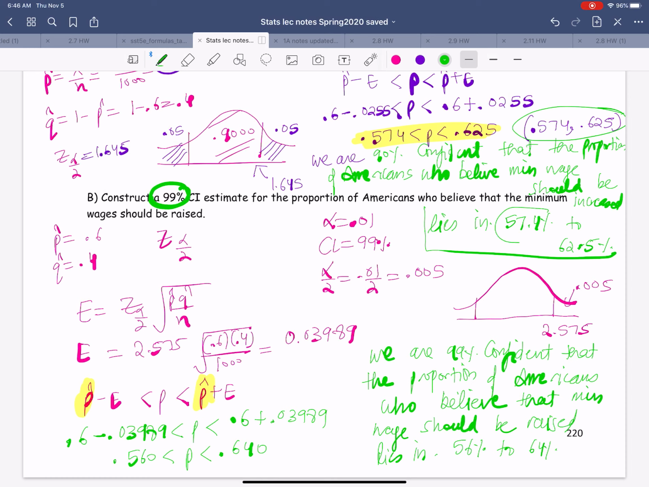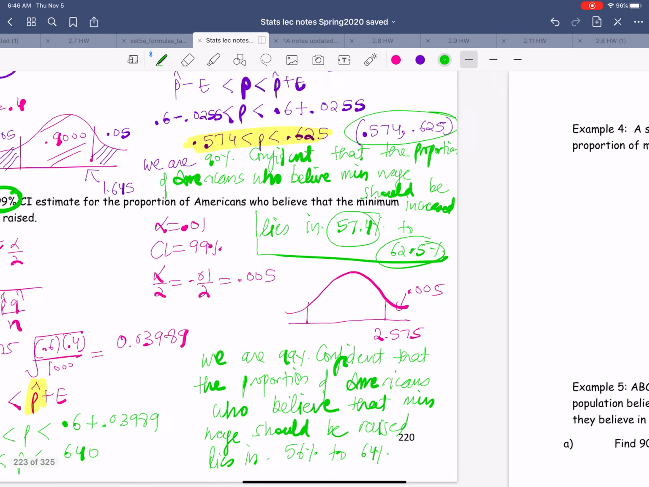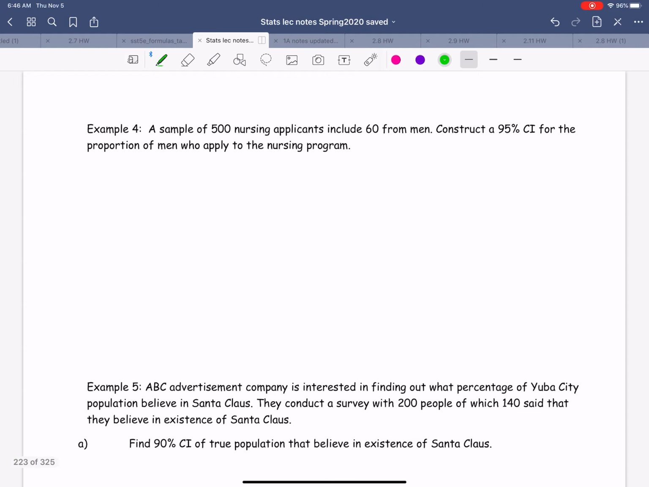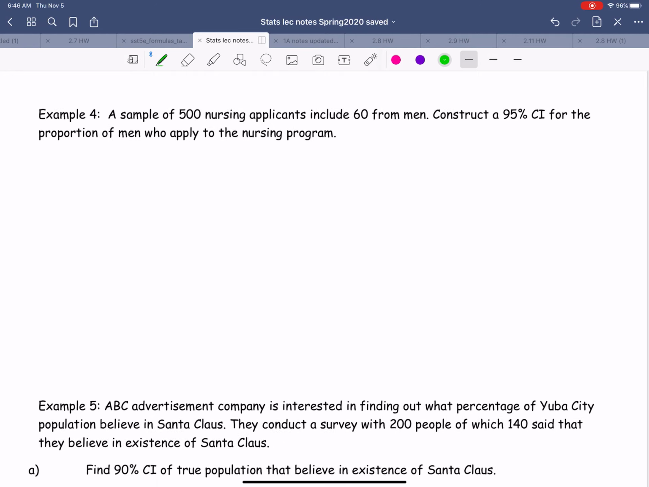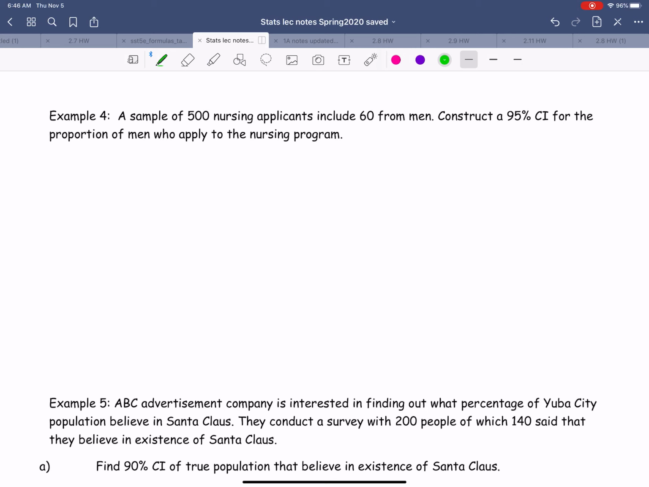You see, your interval got wider. When you're more confident, you have a wider interval. More confident, wider interval. Next problem, I would like you to stop here and try example number 4. A sample of 500 nursing applicants include 60 from men. Construct a 95% confidence interval for proportion of men who apply to nursing program. Pause the video, go ahead and try to write everything that's given and work it out. Come back and match with me.